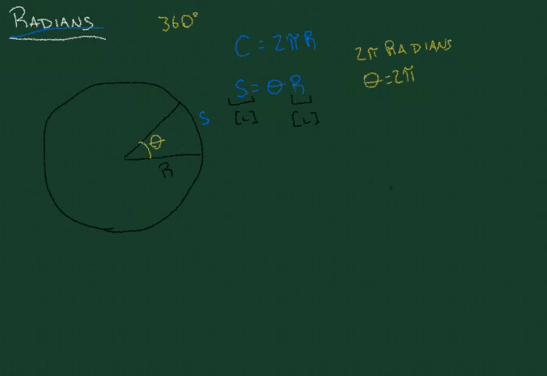Okay? Similarly, we see that if we say that theta is equal to pi, okay, then that means that our distance s is equal to pi times r. And so, this is telling us this distance s is halfway around.